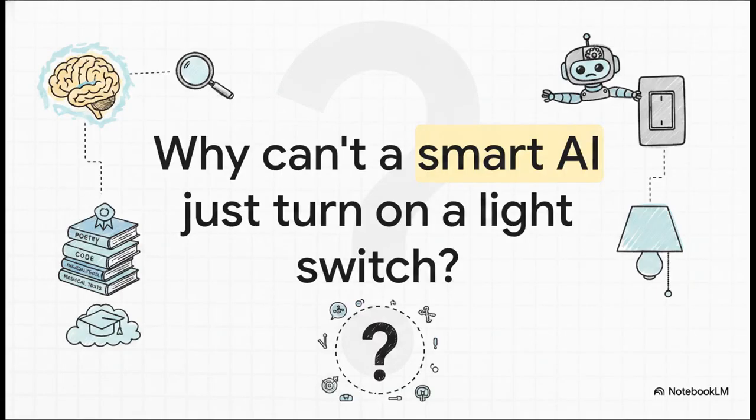Right. So think about this for a second. If artificial intelligence is so incredibly smart, we're talking about something that can write complex poetry, pass medical exams, and write computer code, why on earth can't it simply turn on a smart light switch in your lounge? Straight up, it seems like an incredibly basic task, right? But this simple question actually highlights the absolute fundamental limitation of AI as we usually think of it.